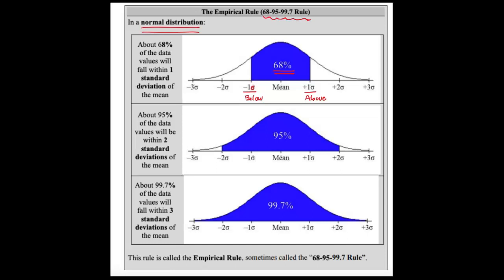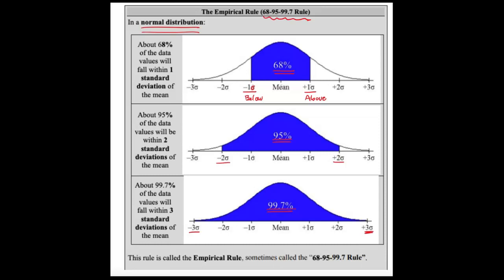And then the rule also says that 95% of the data you can expect to be within 2 standard deviations of the mean, and then you can expect 99.7% of the data, or almost all of it, to be within 3 standard deviations from the mean. So that would mean it would be very rare for data to fall outside of 3 standard deviations or more than that, if it is normally distributed.